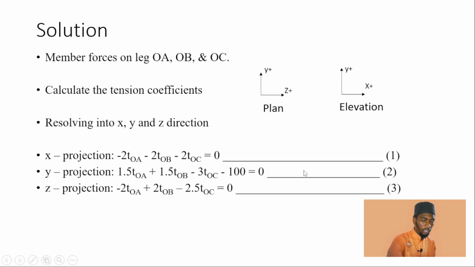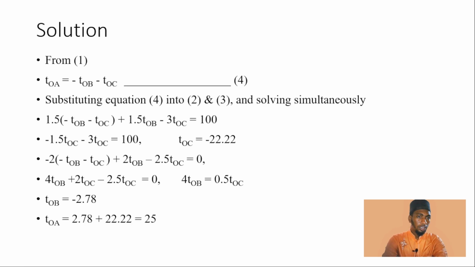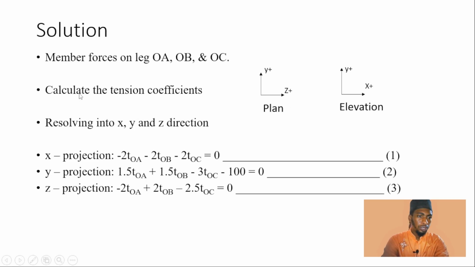all of them equal to 0. Okay, so once you have your 3 equations, then you can use any method of solving simultaneous equations to determine the unknowns, since we have 3 unknowns. So from equation 1, just think which one is going to make your calculations easy or simpler.